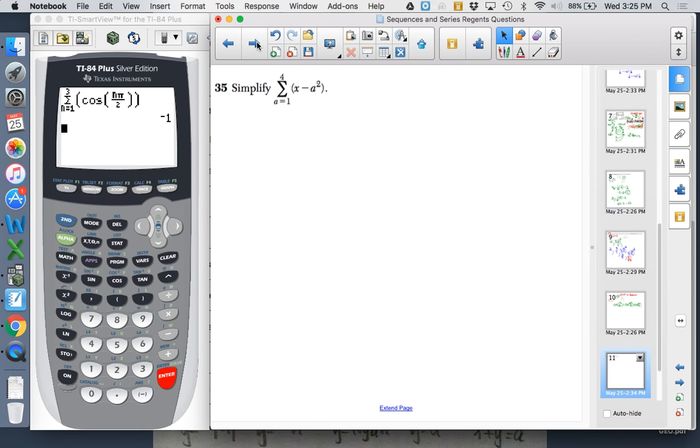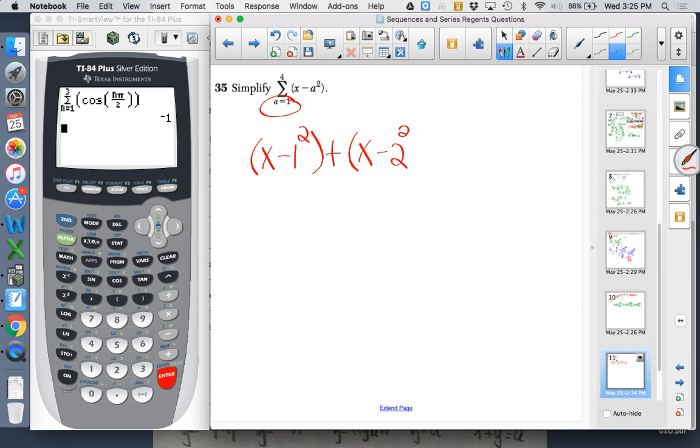All right, simplifying this, another summation. I'm just going to expand it out. I'm not going to do all the work, but start at 1. I'm plugging in for the variable a, so that's x minus 1 squared plus x minus 2 squared plus x minus 3 squared plus x minus 4 squared. And I'm stopping at 4.